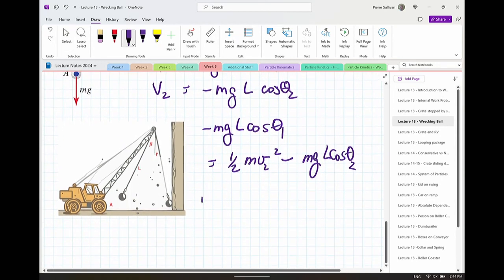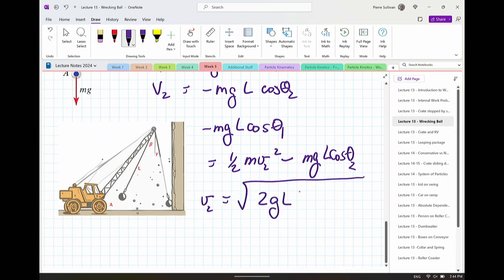So V2 is equal to the square root of 2GL (cos gamma minus cos beta). Gamma was given to you at the beginning of the problem, beta was given to you at the beginning of the problem. All the terms you need are there.